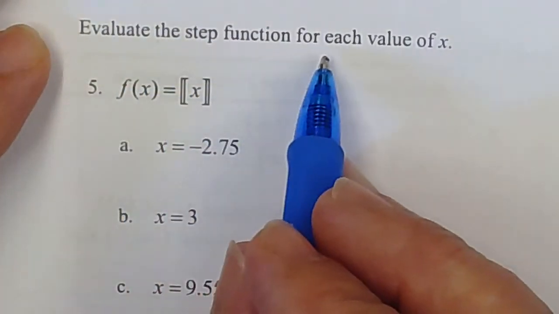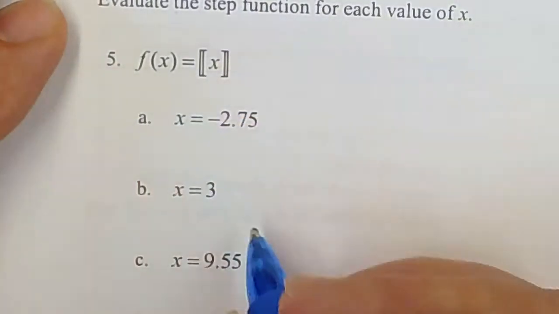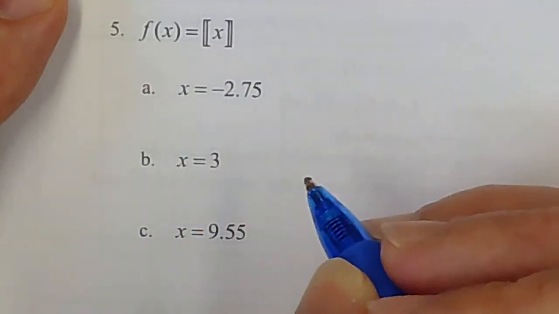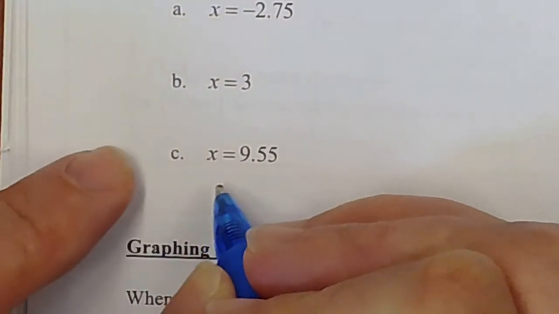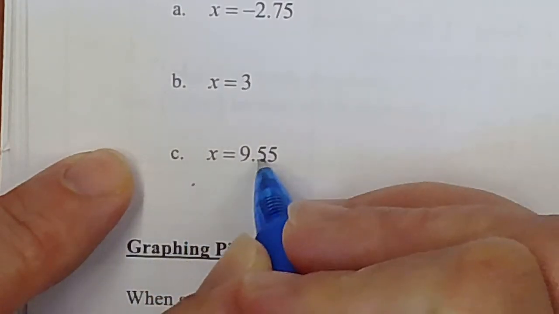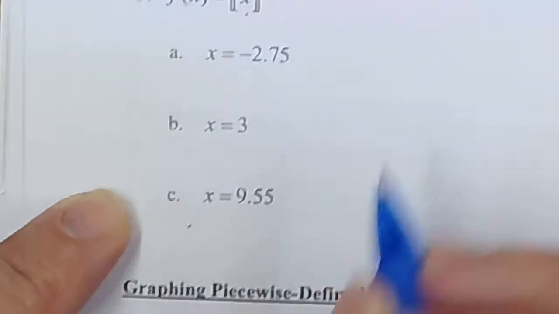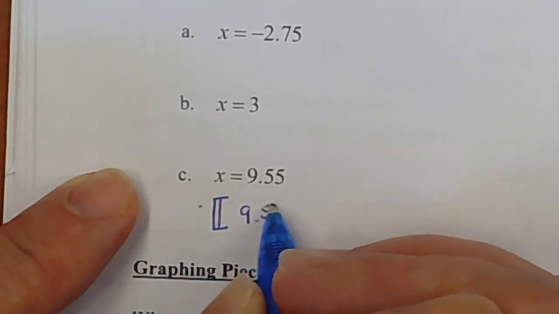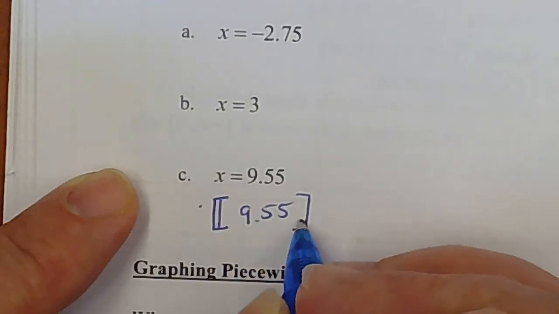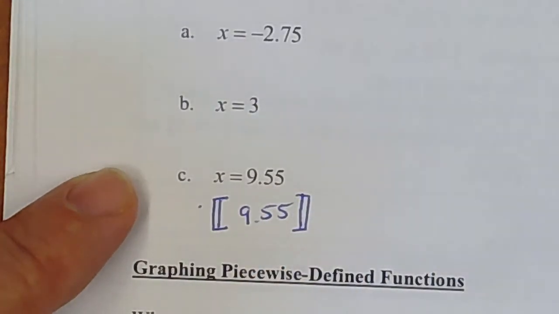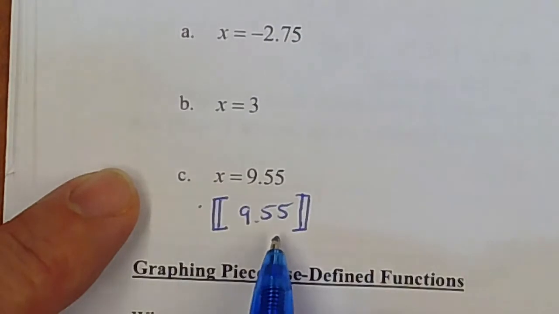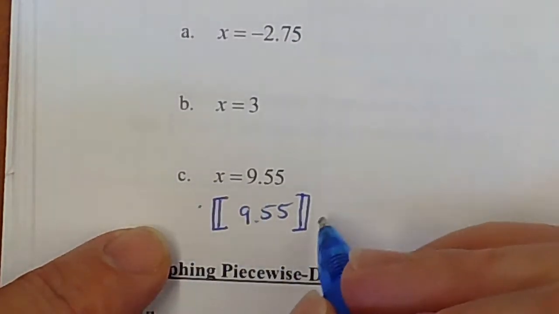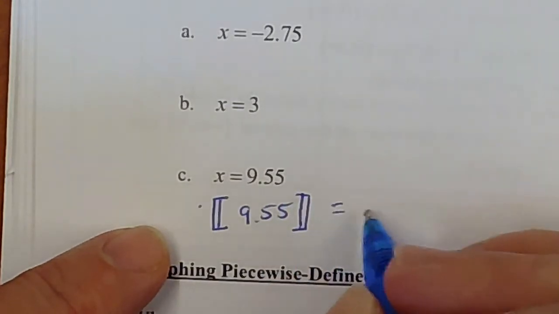So evaluate the step function for each value of x. For example, if I'm doing B, I'll jump down to C. What we do is we take 9.55 and throw it into this bracket. So it would look like this: square bracket, 9.55. By definition, I'm looking at the greatest integer less than or equal to x. So the greatest integer less than or equal to 9.55 is going to be 9.